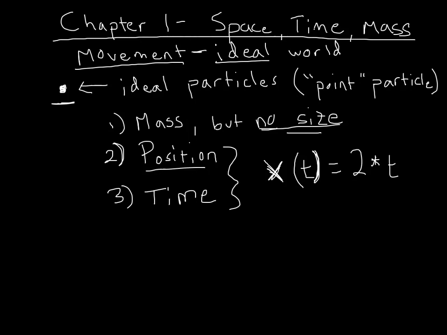So mass is something we can measure. Size we don't have to worry about because ideal point particles have no size. So let's go on to the second one. The second guy is position. How do we describe position? Describing where something is.